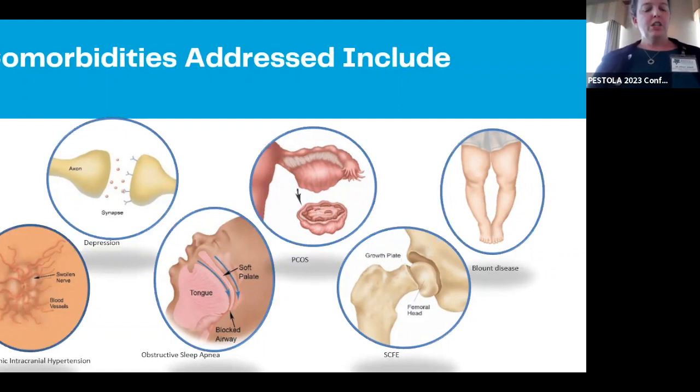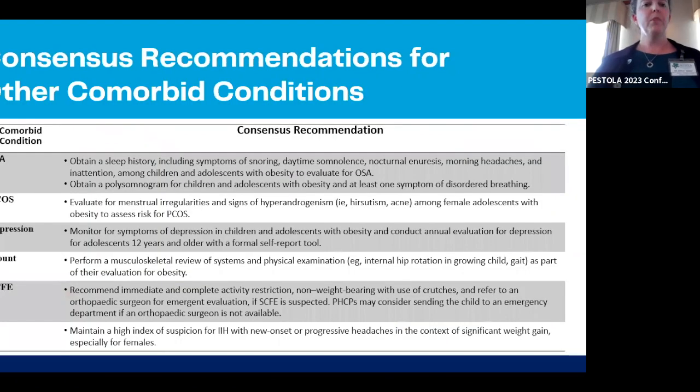So the CPG also created consensus recommendations on other conditions in order to cover the breadth of comorbidities associated with pediatric obesity. Earlier this afternoon, we heard about PCOS, obstructive sleep apnea, depression, idiopathic intracranial hypertension, and orthopedic comorbidities. A lot of those weren't included in the technical report. We included consensus recommendations for evaluation and initial management, and actually have a whole separate appendix to the CPG just on comorbidities for management: frequency of testing, further evaluation, when to refer, those types of things.